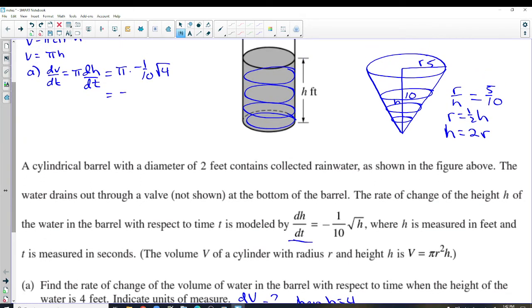So that's negative 2/10 pi. So that's negative pi over 5. And now what are the units? Feet cubed per minute. Per second. Feet cubed per second.